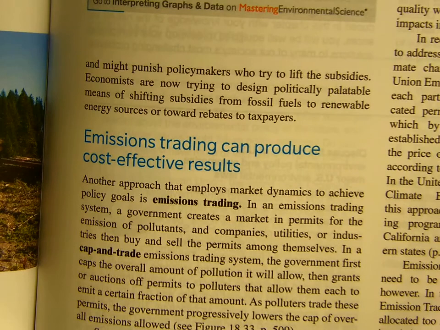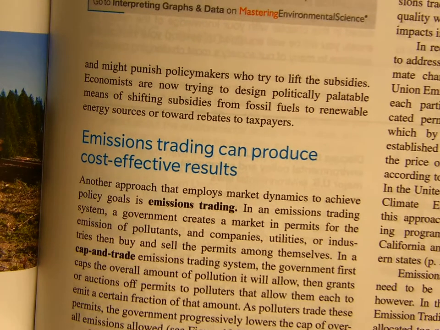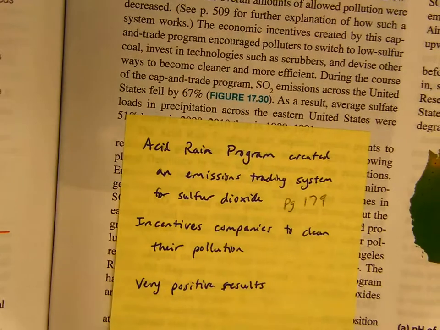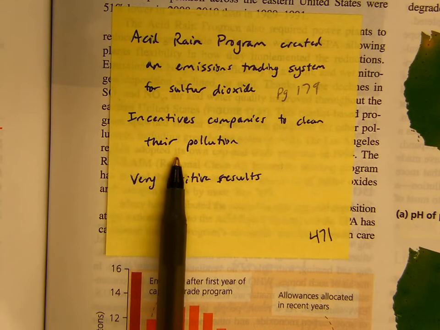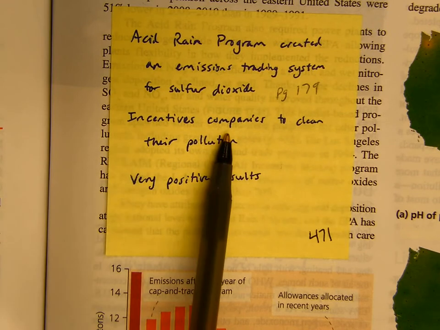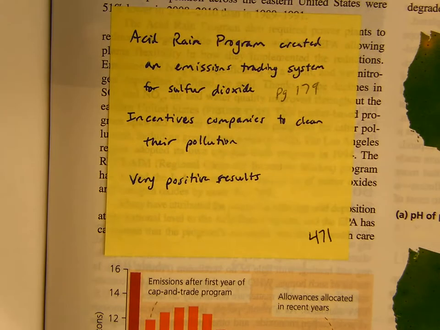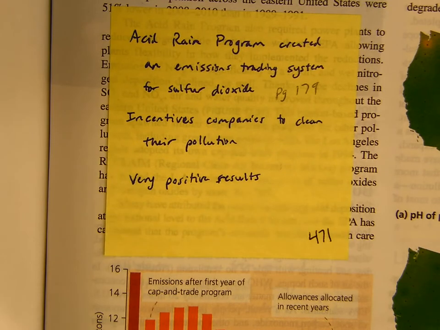You can say emission trading can produce cost-effective results. You should read that page because it's a really good understanding of how this whole system works and how it can incentivize companies to clean up their pollution. And like we've talked about before, if you can incentivize the private sector to do stuff, things will happen. And so far, there have been very positive results.